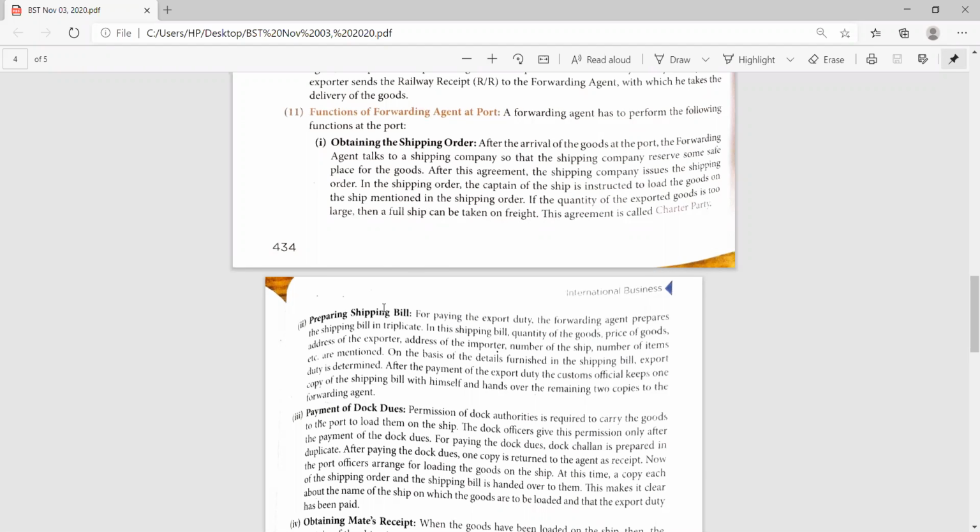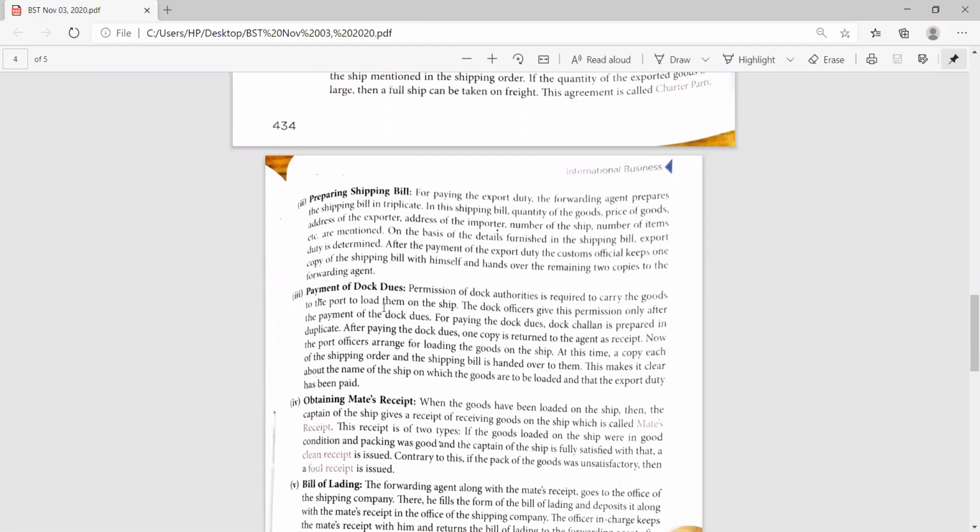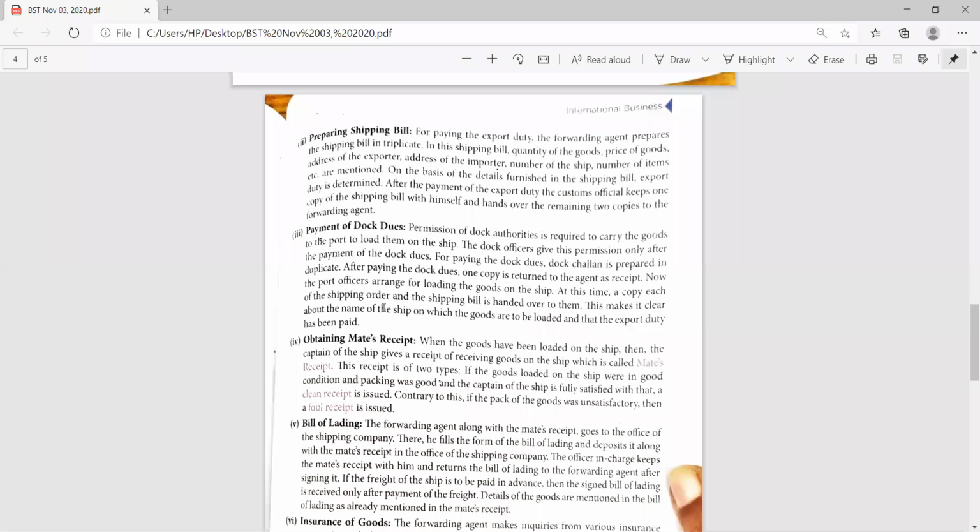Preparing the shipping bill. For paying the export duty, the forwarding agent prepares the shipping bill in triplicate. How many copies of the shipping bill are to be prepared? Triplicate means 3 copies. Please underline triplicate. Triplicate means one original and the others will be duplicates. Quantity of the goods, price of the goods, and address are to be mentioned. The number of items are to be mentioned on the basis of the details furnished in the shipping bill.